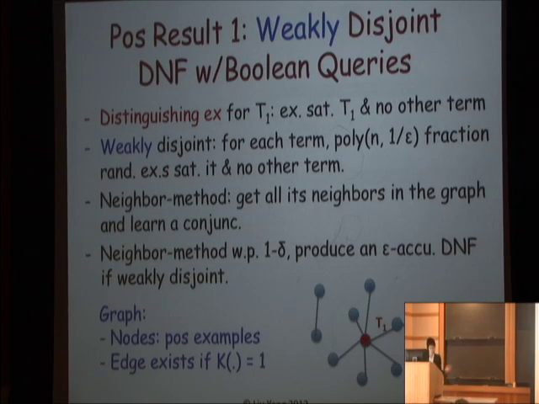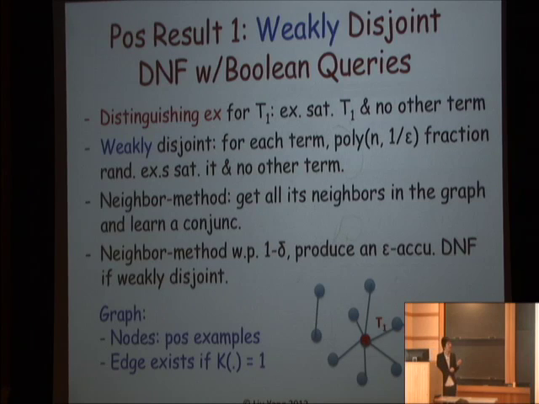The first interesting result we can get is to extend this to a natural notion of weakly disjoint DNF. Remember, a DNF is disjoint if for every term, all examples satisfying that term are guaranteed to satisfy no other terms in the formula. Let us say a DNF is weakly disjoint if for each term, at least a 1 over poly n fraction of the examples satisfying it satisfy no other terms. So for every term, at least some non-negligible fraction of the examples satisfying it do not satisfy any other terms. So how are we going to do the learning?